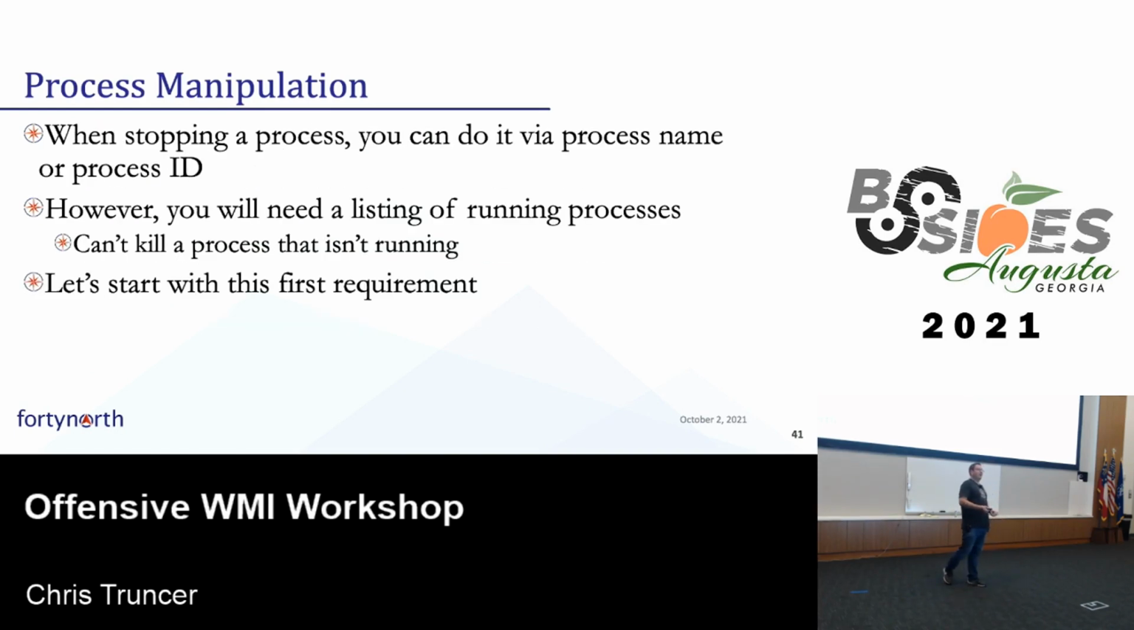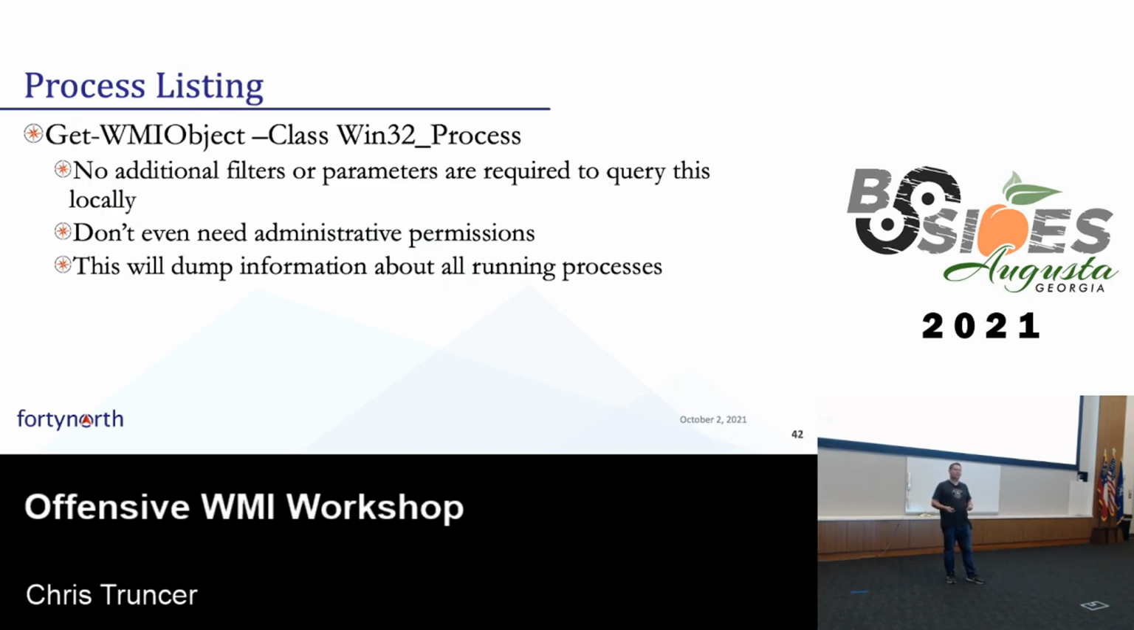When we stop a process, we can do that via a couple different methods. You can do it by the process's name or the process ID. However, we're probably going to need a list of running processes first, especially if we want to go for killing a process via its process ID. Because if you get lucky enough to guess that, then you should win the lottery. So let's start with that requirement. How do we actually get a list of running processes first?